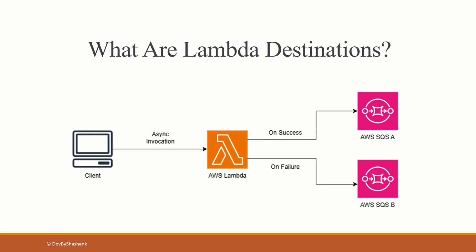Guys, today we'll see what are Lambda destinations. Lambda can run in two ways, synchronous and asynchronous. In synchronous execution, the user immediately gets a Lambda response. But in asynchronous execution, you don't get that response directly. So how do you know whether the function succeeded or failed? That's where Lambda destinations comes in. In this video, I'll show you how success and failure flow works using a live demo.